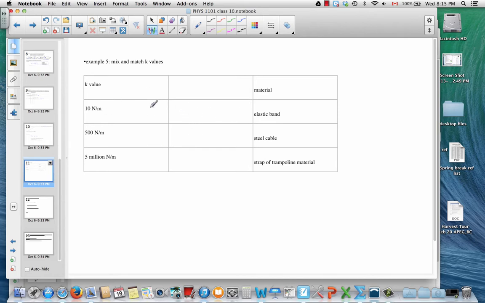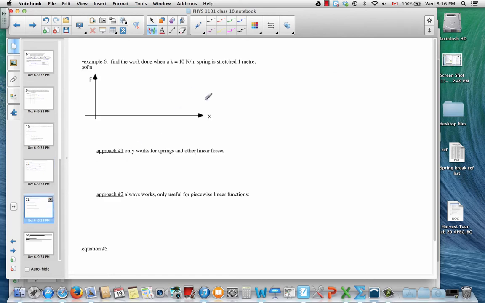Okay, elastic constants. Something that's really stretchy has a small elastic constant. Something that's really stiff has a really big elastic constant. And then something in between has an in-between elastic constant. So K is sort of proportional to the stiffness of the material. It also depends on the size of the material, too, as we'll see in future courses. So if K tells us a ratio of the number of newtons per meter, so if we stretch 1 meter a 10 newton per meter spring, it requires 10 newtons of force to do so.